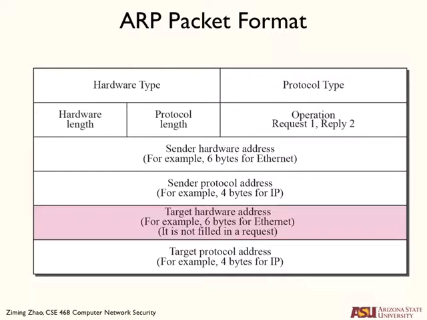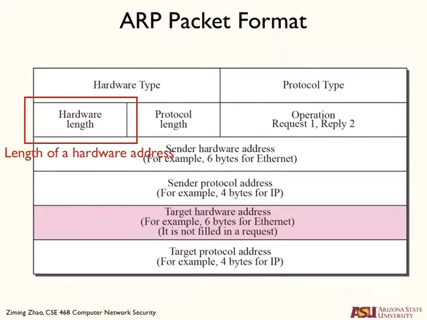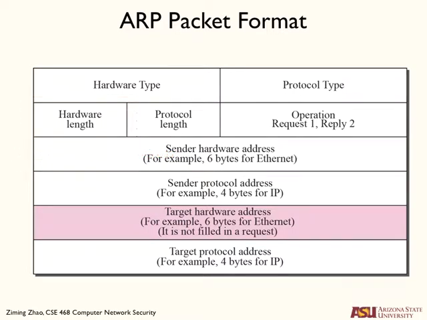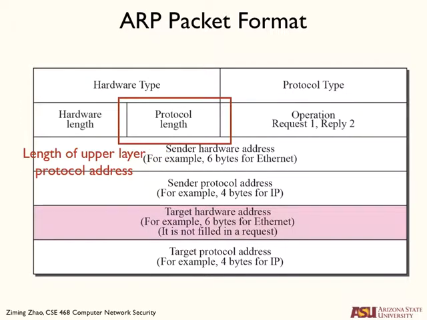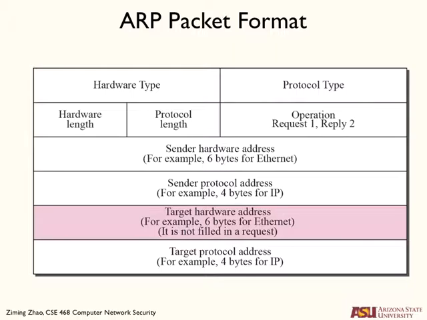Because this protocol is generic, it supports all kinds of network types and protocol types. So we have to specify the length of the address at the network layer and also at the hardware layer. The next field is the length of the hardware address. If we are using Ethernet, it's 48 bits, which is 6 bytes. And the protocol length, if we are using IPv4, should be 4. There are 2 types of ARP packet: one is request, one is reply. Request is like asking, what is the MAC address of this IP address? And reply is like answering this question. After that, we have the sender's hardware address, 6 bytes for Ethernet, the sender's protocol address, 4 bytes for IP, and also the target hardware address and the target protocol address.